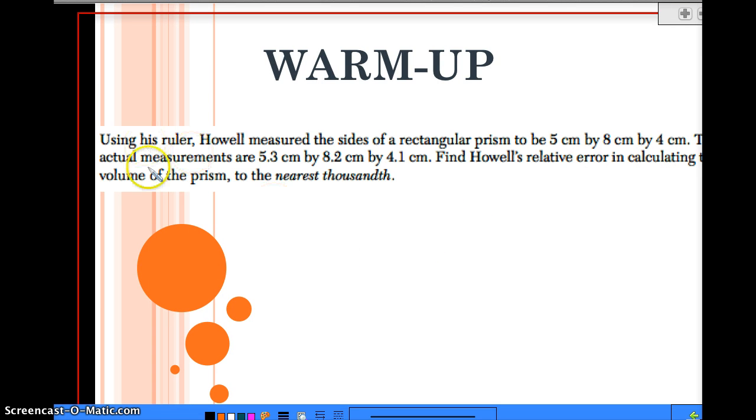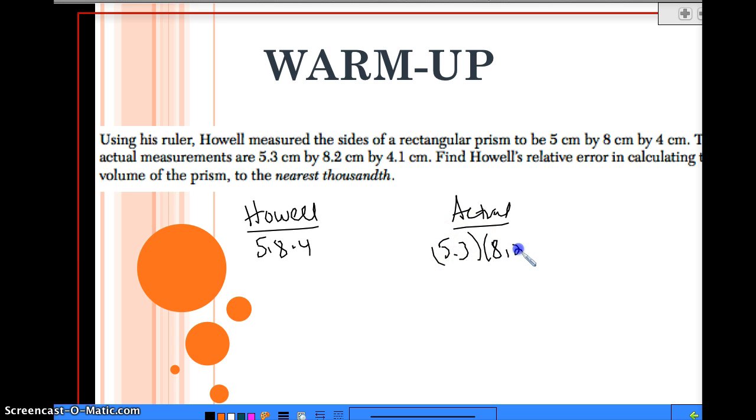It says, using his ruler, Howell measured the sides of a rectangular prism to be 5 by 8 by 4. The actual measurements, the computerized engineered measurements, are 5.3 by 8.2 by 4.1. Find the relative error in calculating the volume.